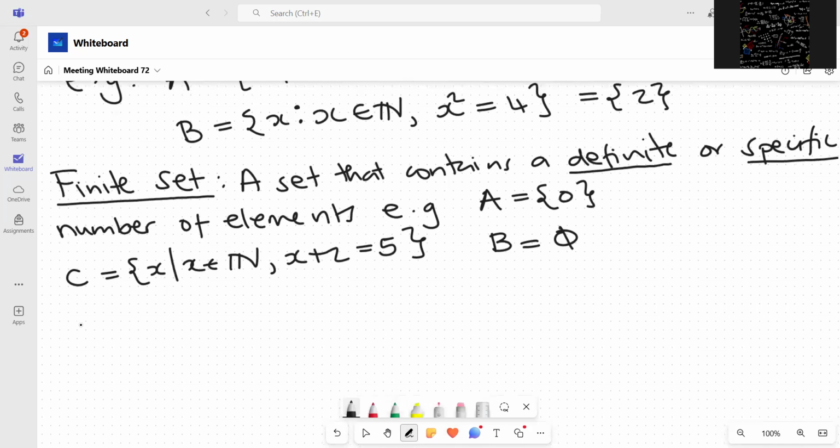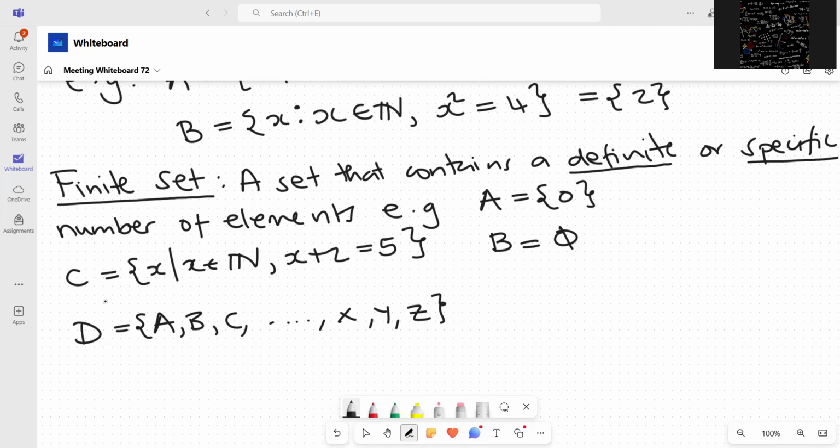Then I have another set D, which is A, B, C. It goes on up until X, Y, and Z. So these are just the letters of the alphabet. And D, we know, has 26 elements in it. And 26 is definite, 26 is specific. And that is why we would say that D is finite.